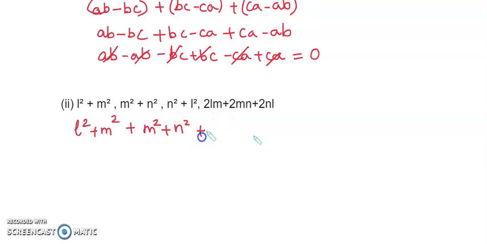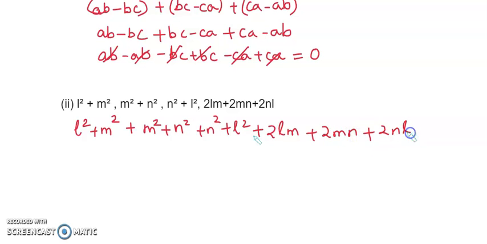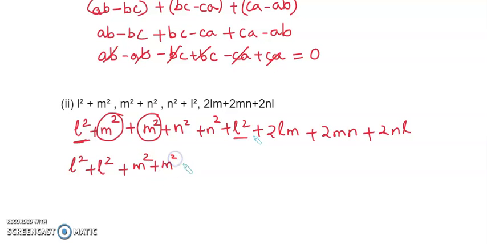The next term is plus N square plus L square. Then the last term is 2LM plus 2MN plus 2NL. Now if you see, this is one like term. L square, I have two of them. M square, I have two of them, and then N square. So I'm going to group it: L square plus L square plus M square plus M square plus N square plus N square. Then I'm going to keep the others as such because we don't have more of the terms having these variables.